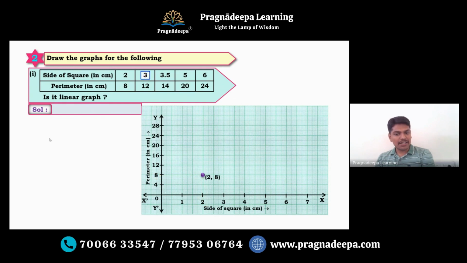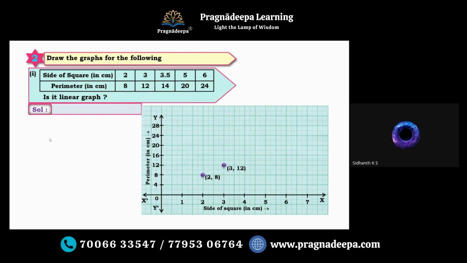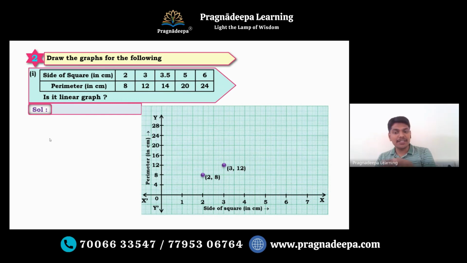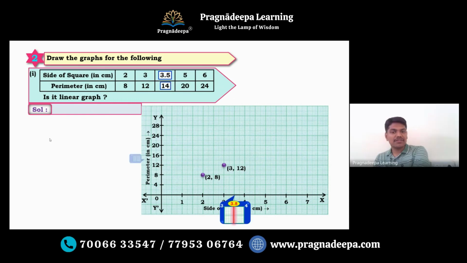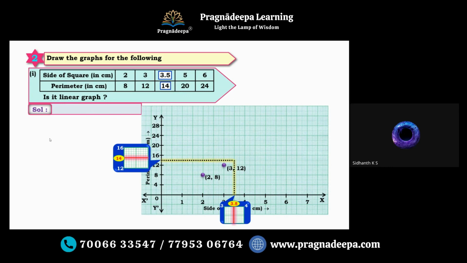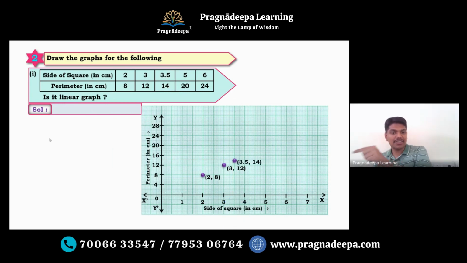So I have data for 3. How much do I have to mark? Sir, 12. 3.5 means it is the mid of 3 and 4? Yes, sir. So that should come at 14, sir. 14, perfect. That is the mid of 12 and 16, correct?